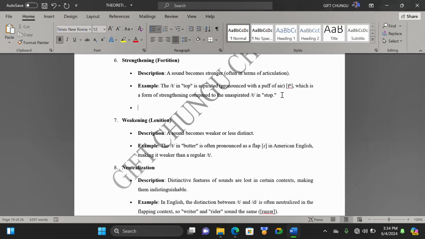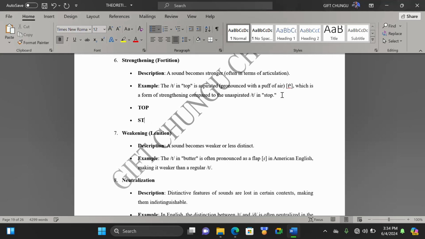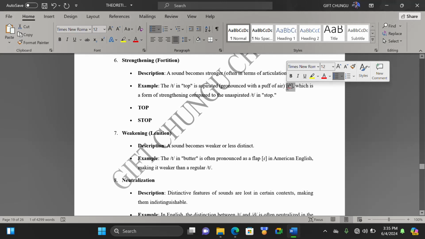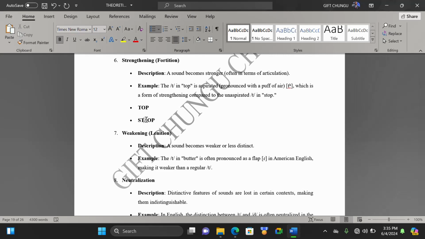For example, let's take this example, top and stop. When we look at this sound here, it is actually aspirated. It is produced with that puff of air. And then when we say stop, here it is not that strong as compared to this aspirated one. This one is not aspirated, it is unaspirated. So that is strengthening. A certain sound is going to be given that power due to the environment where it finds itself.